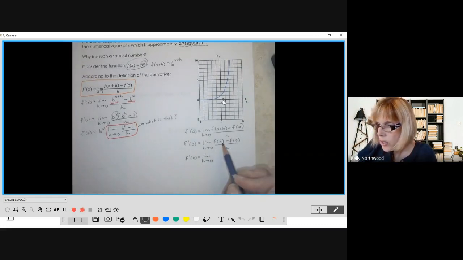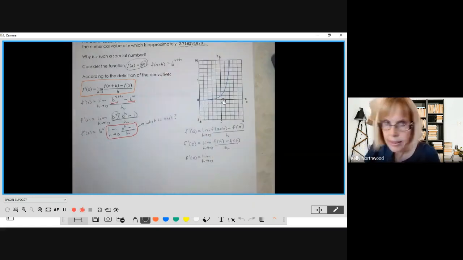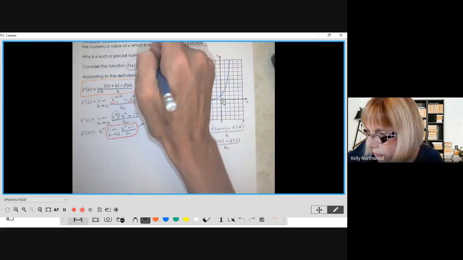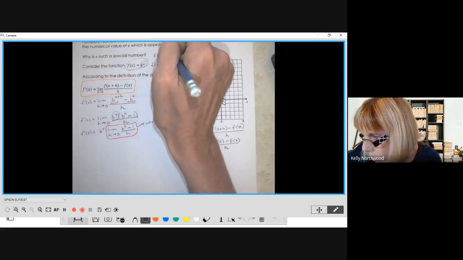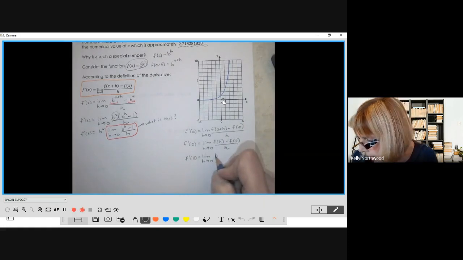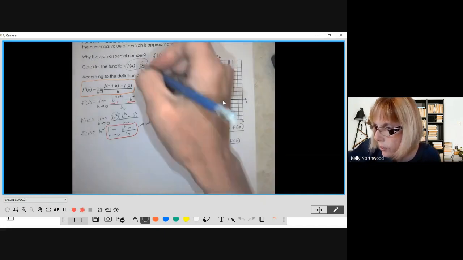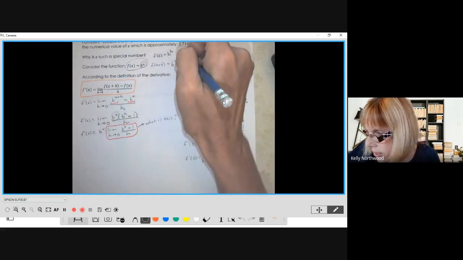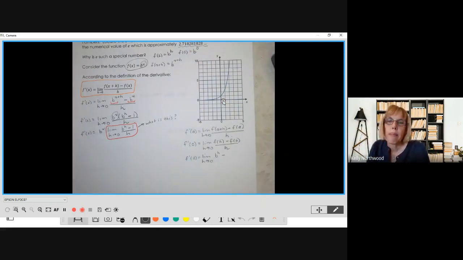So f of h, well, if f of x is b to the x, can you see it back up there? Yeah, you can. So if f of x is b to the x, then f of h would be b to the h. So f of h is b to the h minus f of 0. According to our function, f of 0 is b to the exponent 0, but we know that any variable to the exponent 0 is 1.